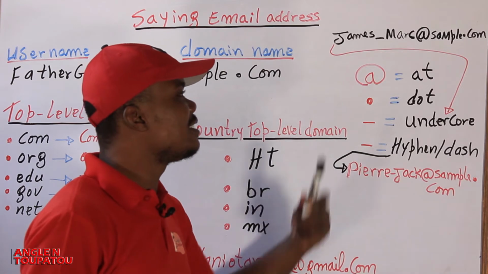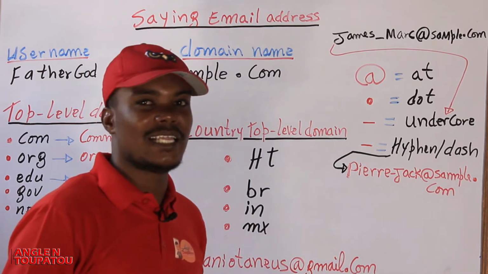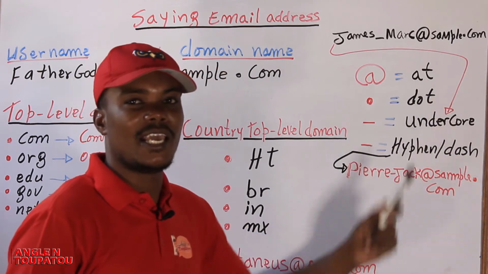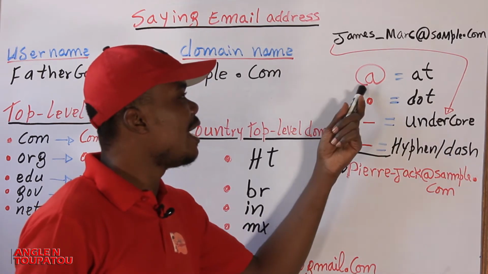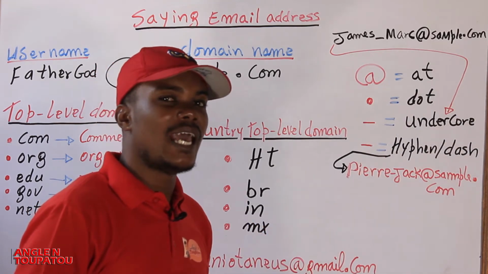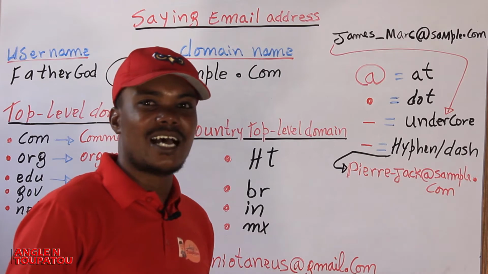Like, this is pronounced as at. Even the short A, American A, you pronounce it like at. You say at, okay? At. And this, you say dot.